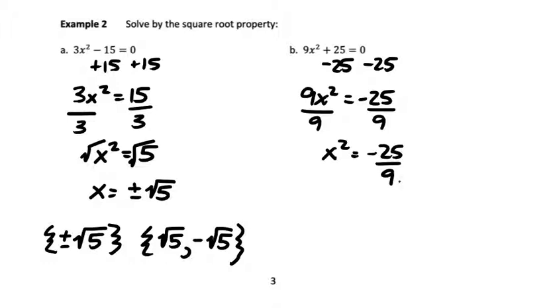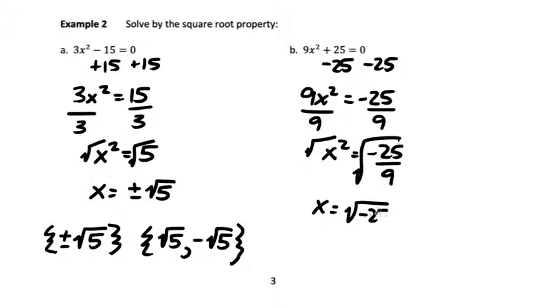Now I'm going to leave it as 25 over 9 because generally in the homework they want you to enter things as fractions, not as decimal approximations. So what I'm going to do next is take the square root of both sides, and that gives me x on the left side. Now the right side is a little bit more complicated.